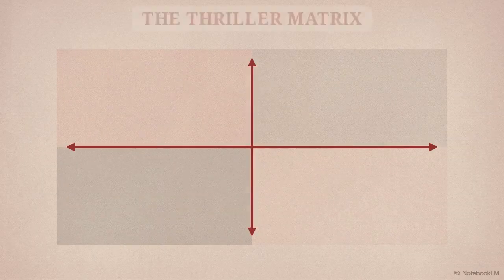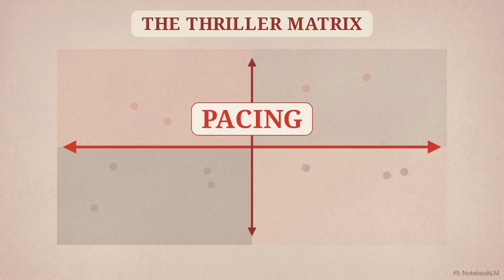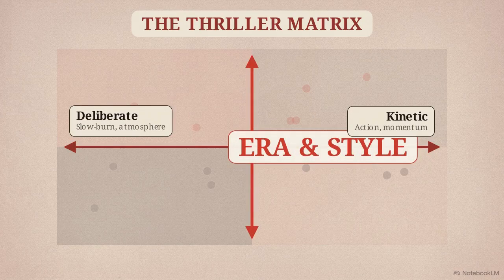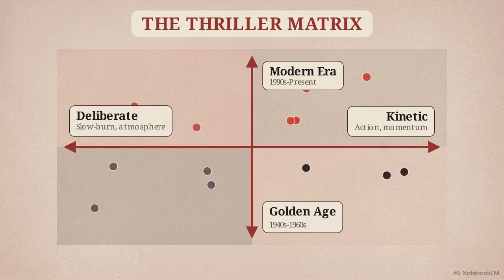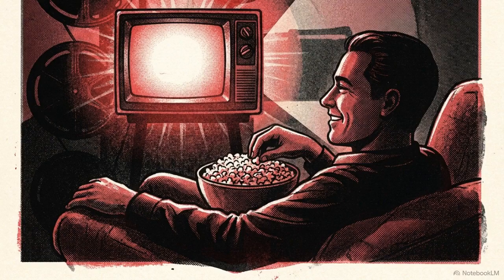To solve this, we can plot these free films on this quadrant chart. We are evaluating them on 2 metrics. The x-axis tracks the pacing, from deliberate to kinetic. The y-axis tracks the era and style, from Golden Age classics to the modern era. Categorizing the catalog this way lets you align your current mood and ad patience with the specific mechanics of a film. You stop guessing, and you start picking the exact right movie for your evening.